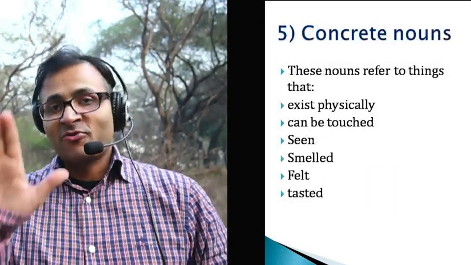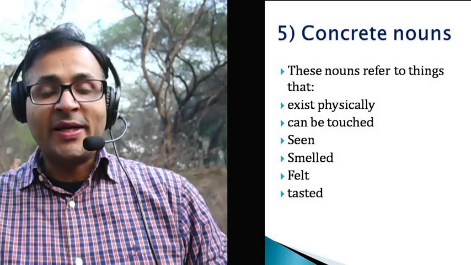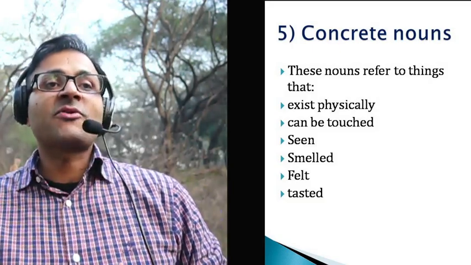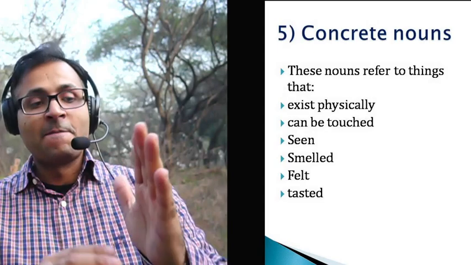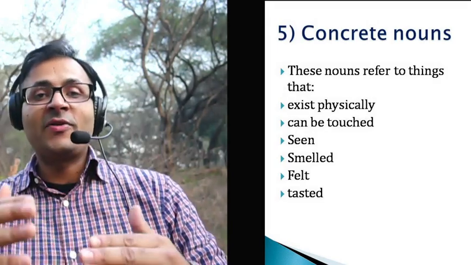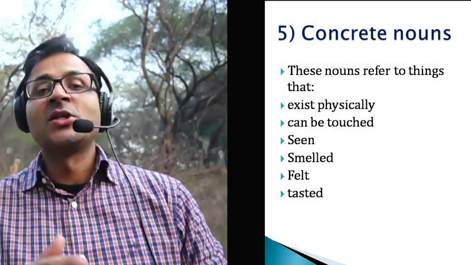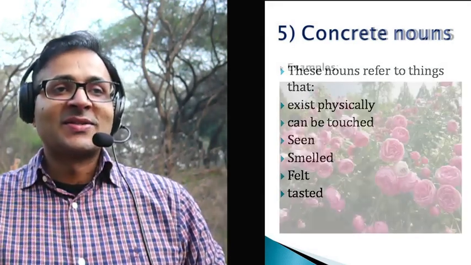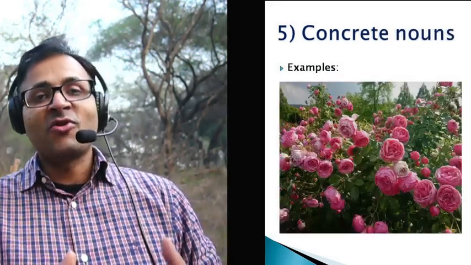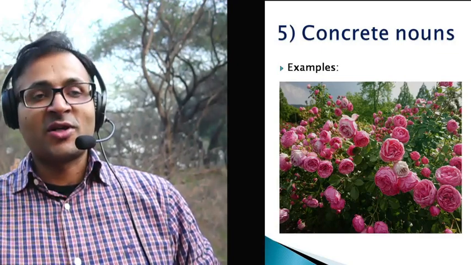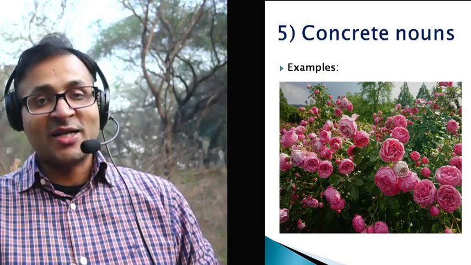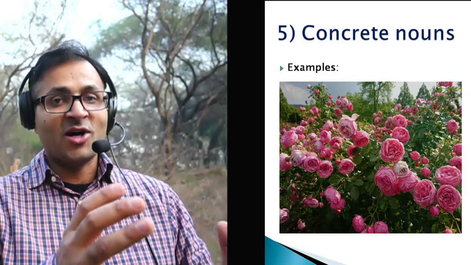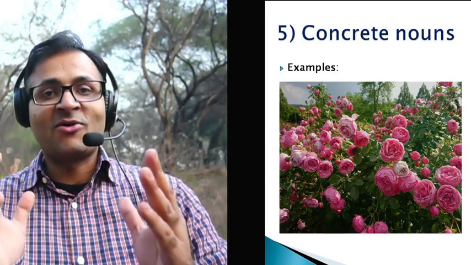Now we have the fifth type of noun. We call it concrete nouns. These nouns refer to things that exist physically, that can be touched, felt, smelt, or even tasted. Taste food. Okay. Next slide. So, for example, you've got beautiful flowers, in whatever way you want to pronounce them. It's right. In British English and in US English, you call them flowers.